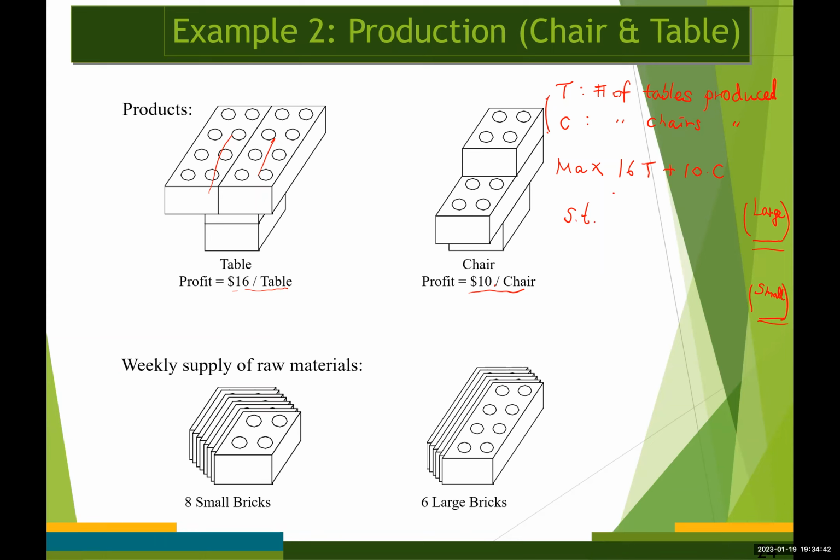So here, each table uses how many large bricks? Uses 2 large bricks, right? And 2 small bricks, right? And each chair uses 1 large brick and 2 small bricks, right? So if you combine this together, what is this?